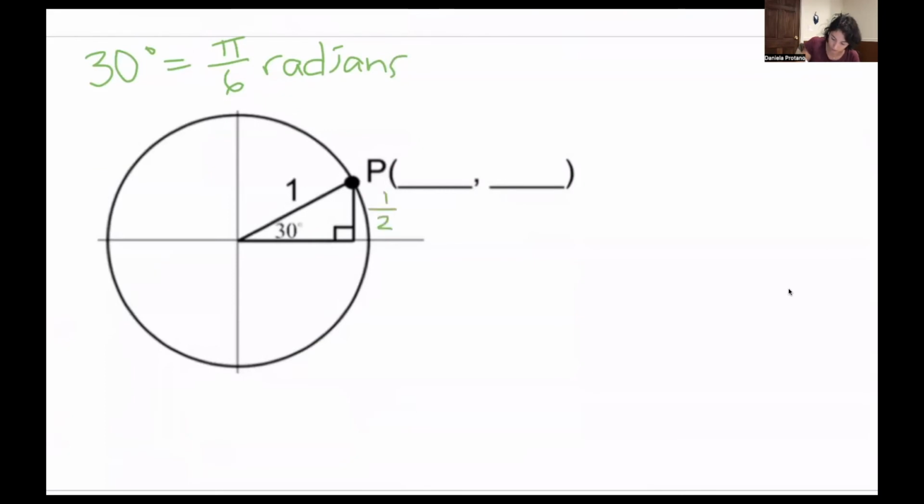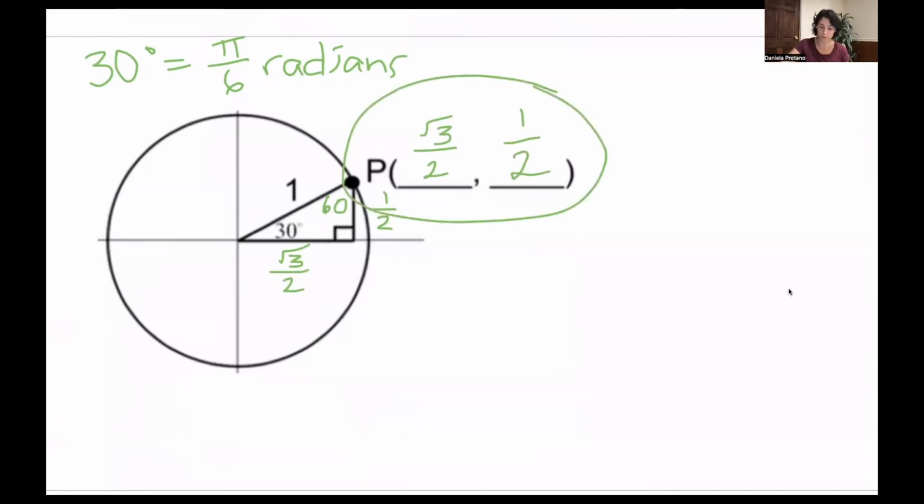We already see that across from the 90-degree angle is 1. But where does the 60 degrees come from? Again, this interior angle has to be 60 degrees because the sum of all angles has to be 180. And across from the 60-degree angle is square root of 3 over 2, right? So now in a coordinate system, the x value here is square root of 3 over 2, and the y value is 1/2. So when we have a 30-degree reference angle, we already know this to be true.